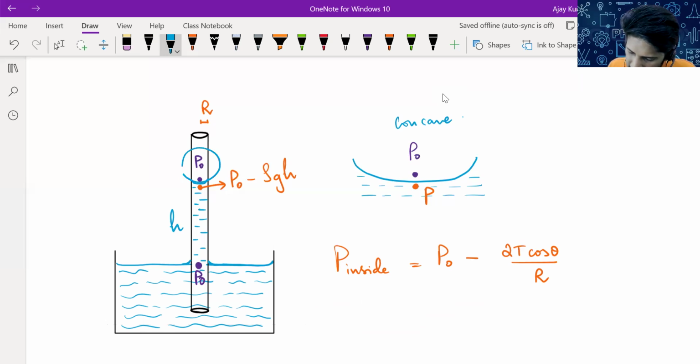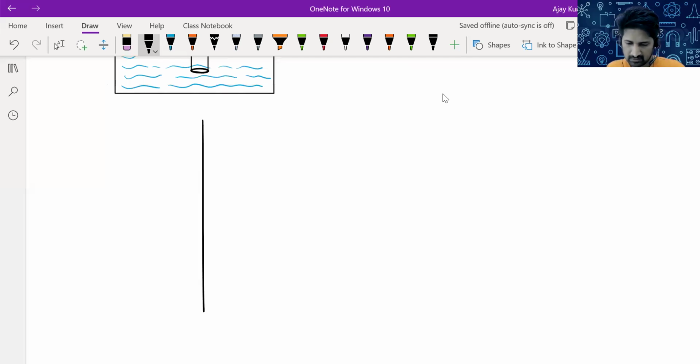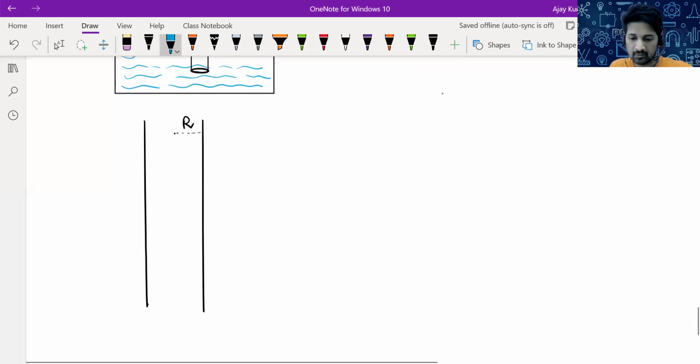The meniscus can be assumed to be a part of a sphere like this. The radius of curvature of the meniscus need not be the same as the radius of the tube. What I mean is, see the edges of the tube, if you take the side view, they will look like lines. So assume this is one edge of the tube. This is the other edge of the tube. Half the distance between the edges is what you call the radius of the tube. That is fixed. But the meniscus radius need not be equal to the radius of the tube.